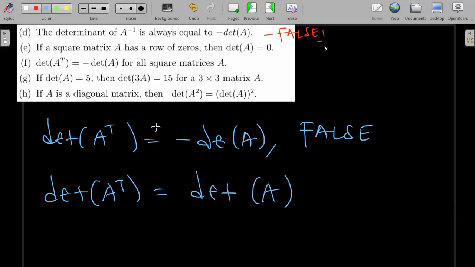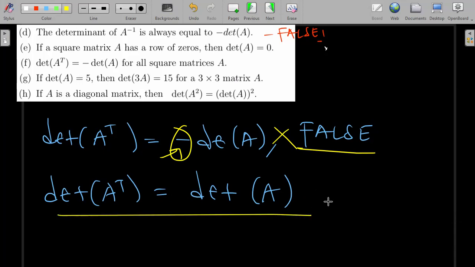A, and not the negative. So this negative here makes the whole thing wrong. So this one is wrong, so we're going to say it's false, because the correct one is given like that.